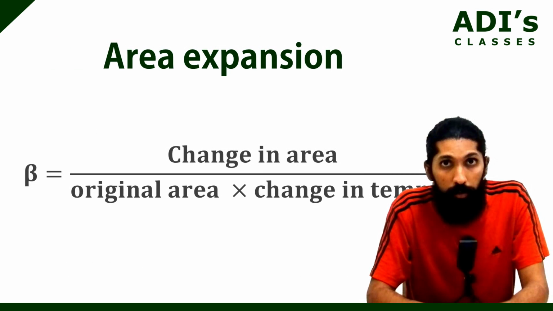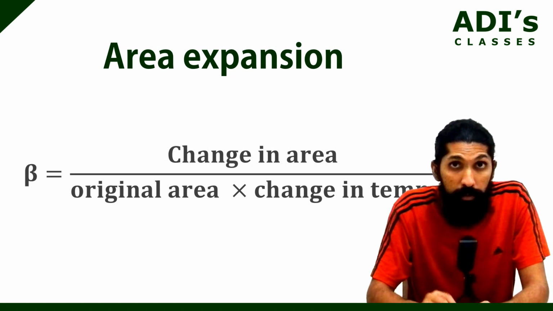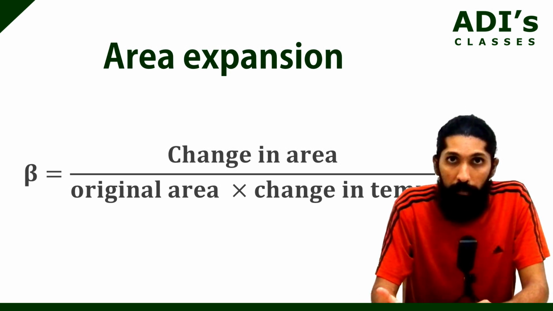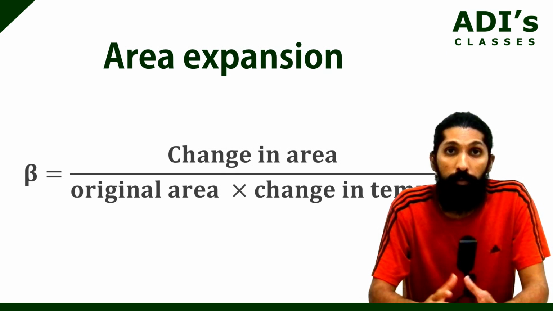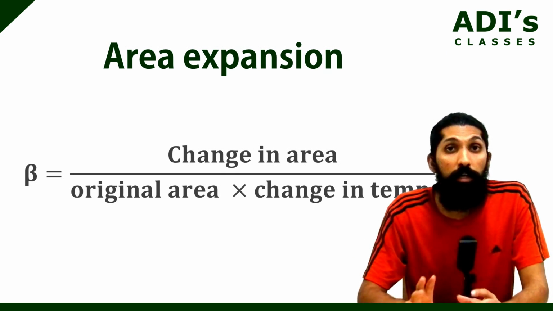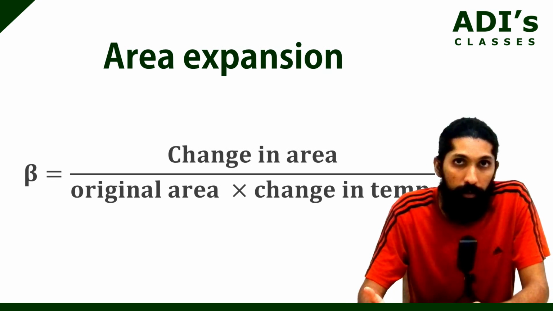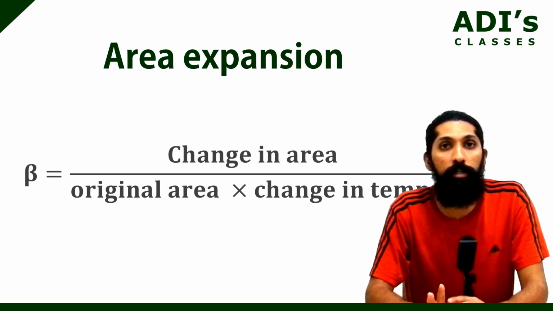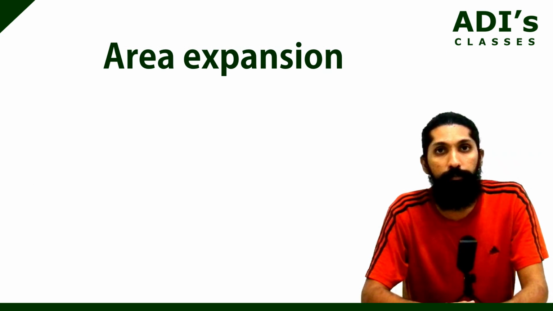This beta is equal to the change in the area by the original area times the change in the temperature. Now, just like the previous example of 1 meter length, I'll take 1 square meter area. You increase it by, let's say, 1 degree Celsius. Say the area expanded to 1.05 meter square. So by how much is the area increasing? To understand that, we call this beta the coefficient of area expansion.